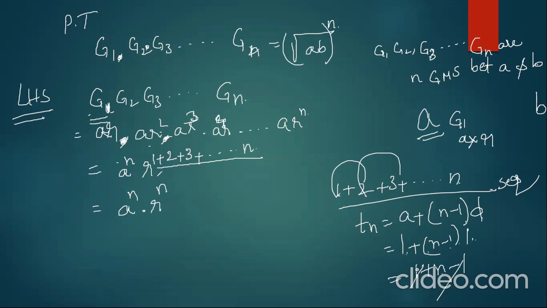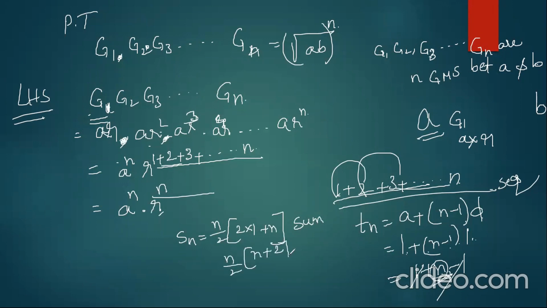One more thing you can do. This is the sum of n natural numbers, right? We got only Tn, but what are they asking? They are asking for the sum to n terms, because there is a plus between them. So Sn we have to find. Sn is equal to n by 2 into A plus L, where L is the last term, which is Tn. A is 1, so 1 plus n. So Sn is n into n plus 1 by 2.